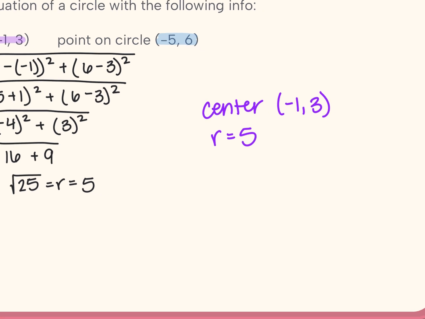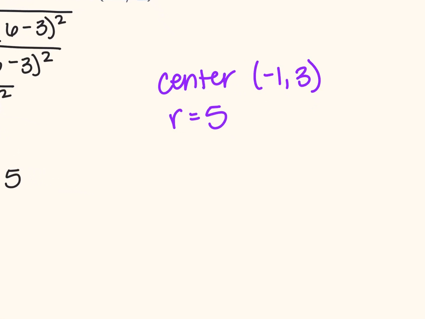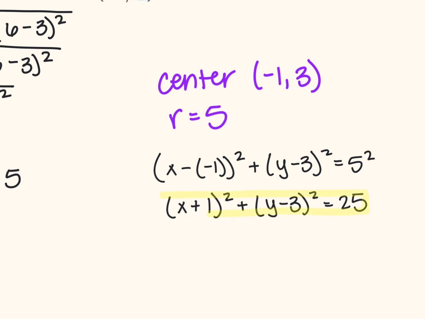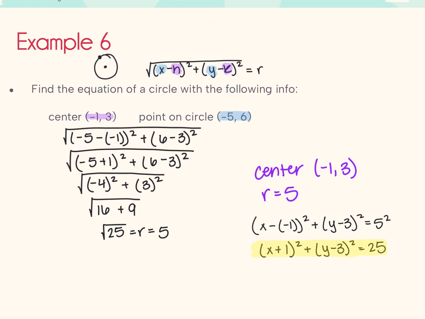Write an equation. So how would I write this equation? I'm going to have x minus -1 squared plus y minus 3 squared equals 5 squared, and evaluating, I'm eventually going to get x plus 1 squared plus y minus 3 squared equals 25, and that's my equation. Given my center and that point on my circle. Okay, questions on this one?